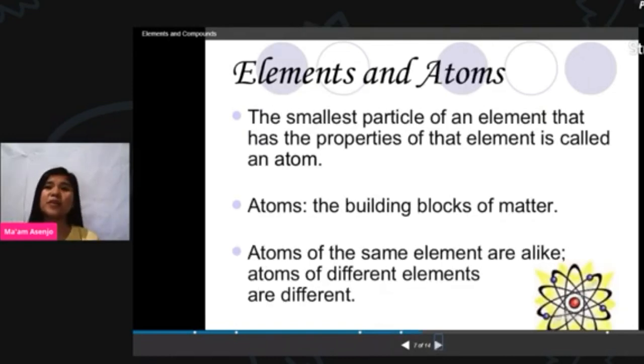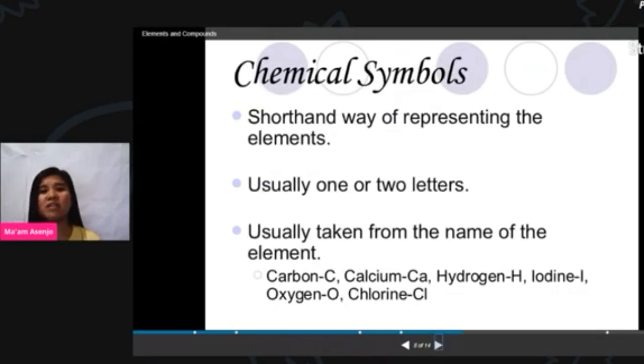The smallest particle of an element that has the properties of that element is called an atom. Atoms are the building blocks of matter. Atoms of the same element are alike. Atoms of different elements are different. So we make use of chemical symbols in identifying an element.